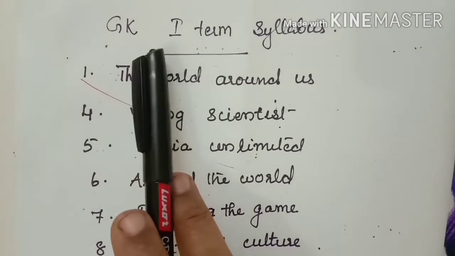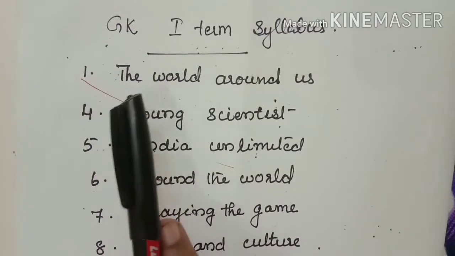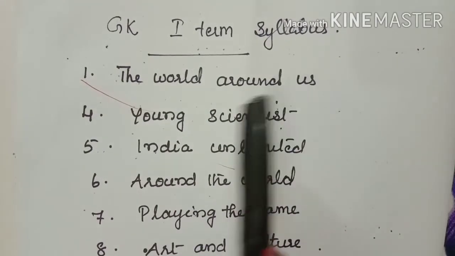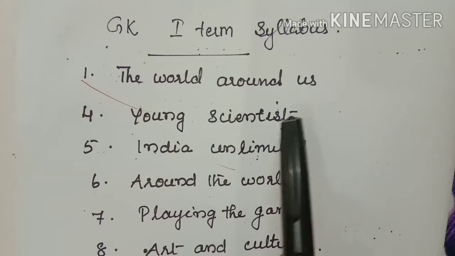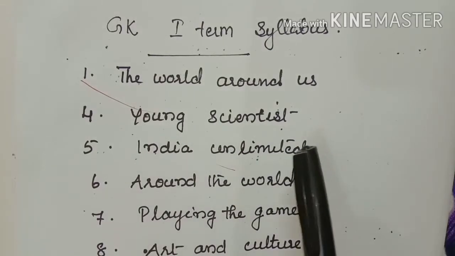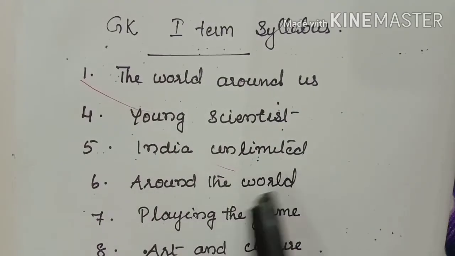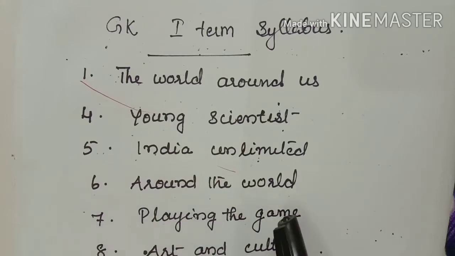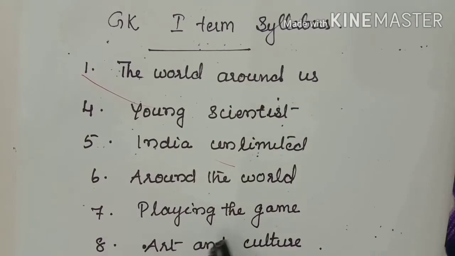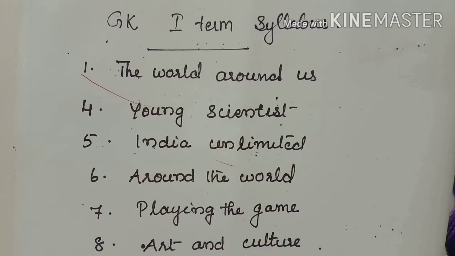You can note down your GK first term syllabus. Unit 1, the world around us. Unit 4, young scientists. Unit 5, India Unlimited. Unit 6, around the world. Unit 7, playing the game. And Unit 8, art and culture.